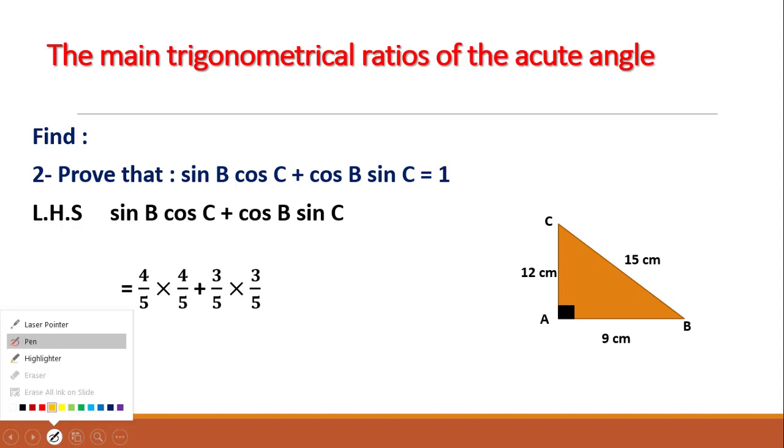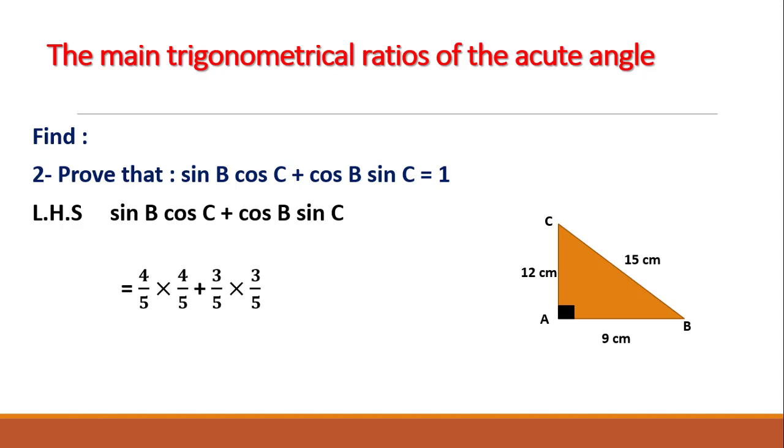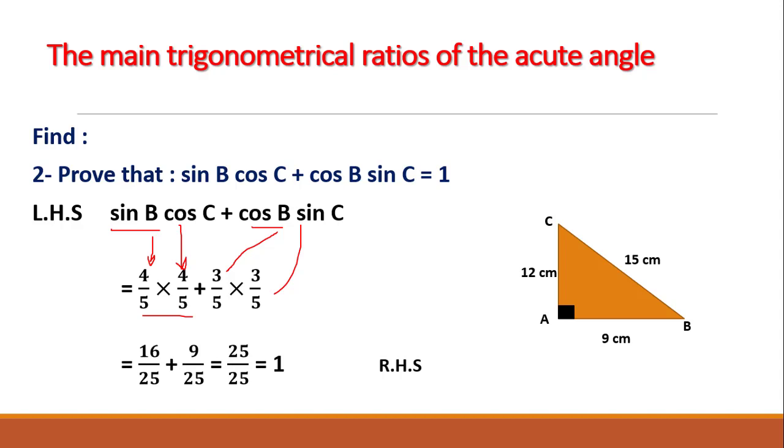Okay, here we have sine b is 4 over 5 times cosine c is 3 over 4. Okay, also cosine b is 3 over 5 and sine c is 3 over 5. So again, sine b is 4 over 5, cosine c is also 4 over 5, cosine b 3 over 5 and sine c 3 over 5. Okay, let's multiply. 4 times 4 is 16 and 5 times 5 is 25. So we have 16 over 25, and here 3 times 3 is 9 and here 25, so 9 over 25.